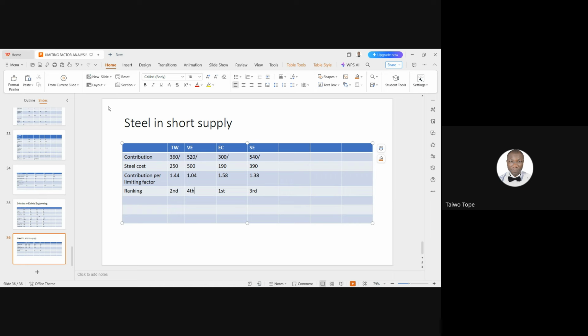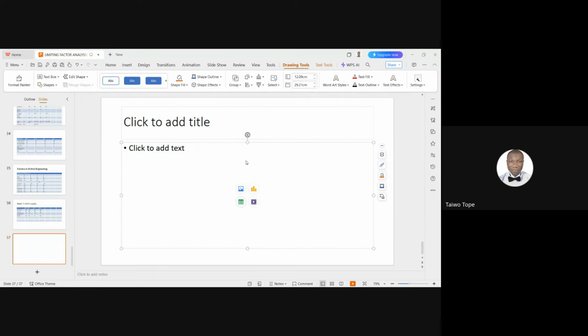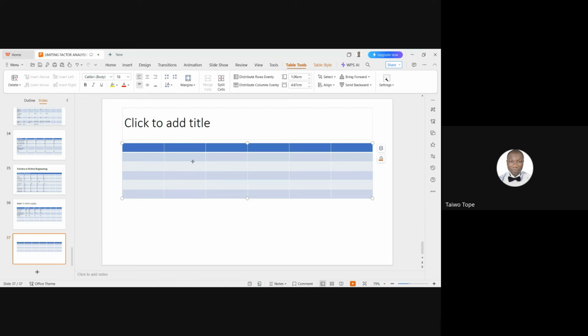So now, we're going to produce EC first because it will give us the highest contribution per limiting factor, followed by TW, followed by SE, followed by VE. Now, how are we going to do this? Since we've ranked, take note, we have to consider the special order first. So let's forge ahead, since we know how our presentation is going to be.